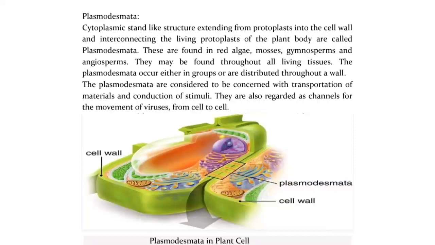Plasmodesmata. Cytoplasmic strand-like structures extending from protoplasts into the cell wall and interconnecting the living protoplasts of the plant body are called plasmodesmata. These are found in red algae, mosses, gymnosperms and angiosperms. They may be found throughout all living tissues. The plasmodesmata occur either in groups or are distributed throughout a wall. The plasmodesmata are considered to be concerned with transportation of materials and conduction of stimuli. They are also regarded as channels for the movement of viruses from cell to cell.